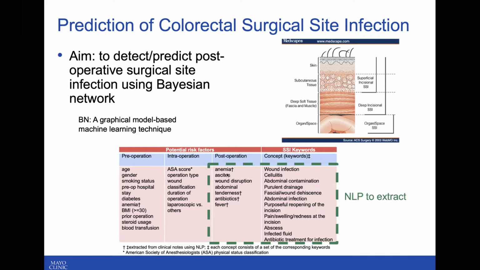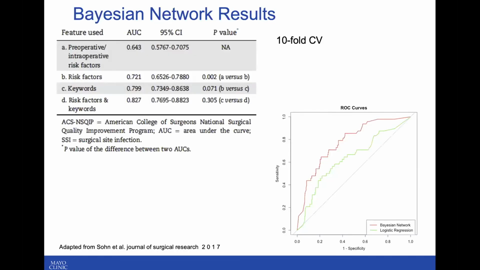And these concepts reside in the clinical free text. So we need NLP to extract this type of variable. And we use different sets of variables: before surgery, during surgery, the risk factors, the keywords in the clinical note, and all combinations of these. And when it's all of them, the machine learner performs the best. And we compare the performance with the popular traditional technique in the clinical domain, logistic regression. And the machine learner performed higher than logistic regression.